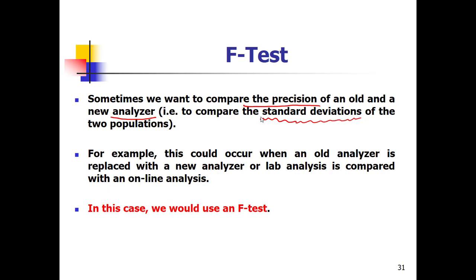Now we are going to use the F test to compare the standard deviation. That is also a measure of precision or accuracy. Let's say we replace the old analyzer with a new one, and we see that there is a difference in the standard deviation. That means there is a difference in the precision of our measurement. So can I say that the precision has increased, decreased, is the same, or is different? To reach that kind of conclusion, I have to do an F test.